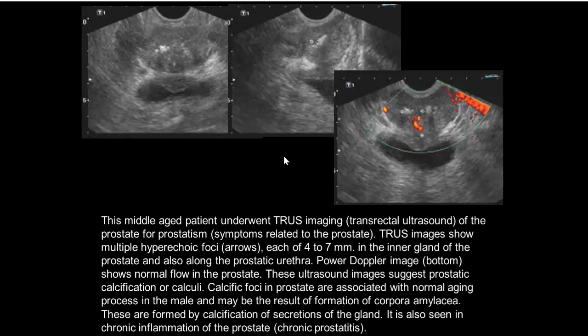Color Doppler shows normal flow in the prostate. This image suggests prostatic calcification or calculi.